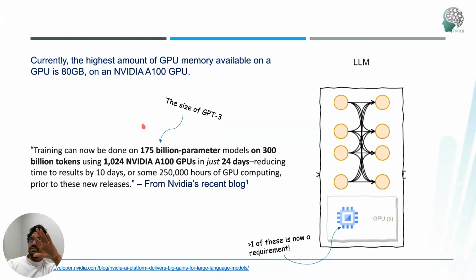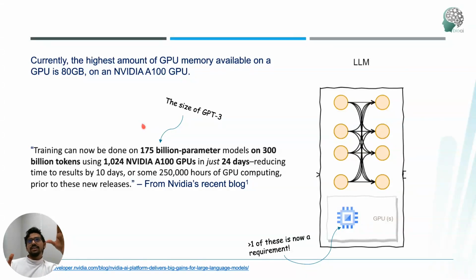The NVIDIA A100 is considered to be one of the largest GPUs on the market currently, and it actually has the highest amount of GPU memory of any GPU right now, which is 80 gigabytes, which is a lot for most typical deep learning tasks, but not for LLMs. And this is a quote from NVIDIA's recent blog where they discussed all the new optimizations that they did in order to reduce the LLM training time. It's so surreal to read because this would have been unimaginable just a couple years ago.